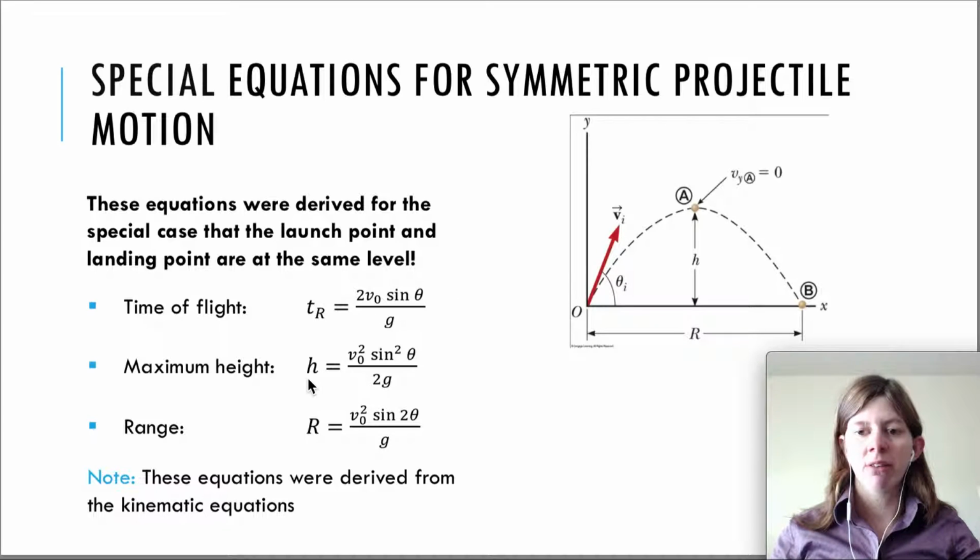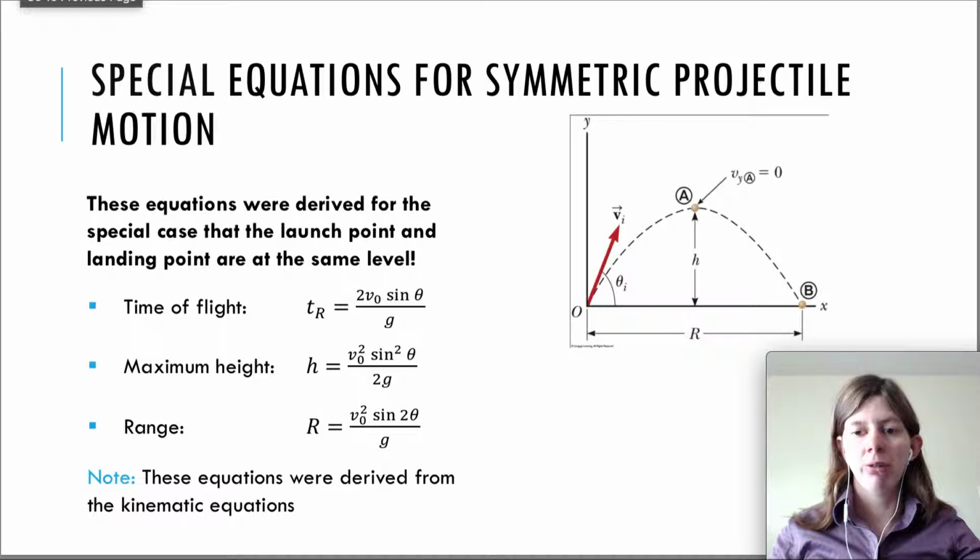And then we have the maximum height h, v initial squared times sine squared of theta over 2g. That's the maximum height that the projectile reaches. And then we have the range. As you can see in this picture, the range is the horizontal distance that the projectile travels. R equals v initial squared times sine of 2 theta over g. Now these equations are nothing new. They were derived from the kinematic equations.